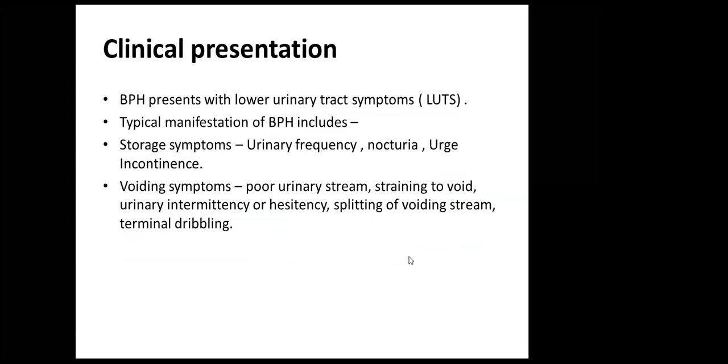Next comes the clinical presentation of the benign prostatic hyperplasia. BPH can be asymptomatic, and the correlation between the symptom and the presence of prostate enlargement on physical examination or transrectal ultrasound assessment is poor. When symptomatic, BPH presents with lower urinary tract symptoms. Typical manifestation of lower urinary tract symptoms includes storage symptoms and voiding symptoms. Storage symptoms include increased urinary frequency, nocturia, and urge incontinence, and voiding symptoms such as poor urinary stream, straining to void, urinary intermittency or hesitancy, splitting of voiding stream, and terminal dribbling.